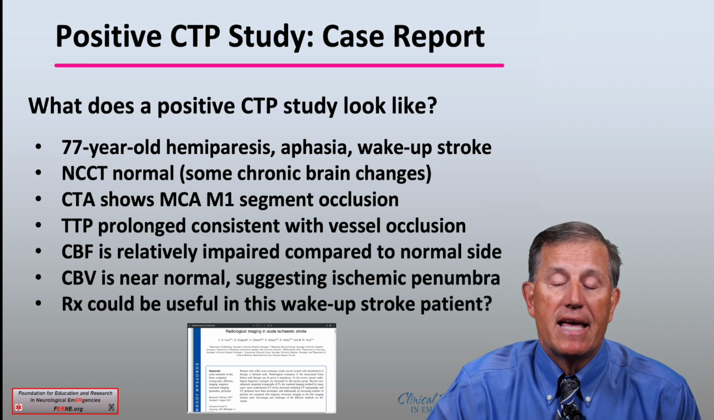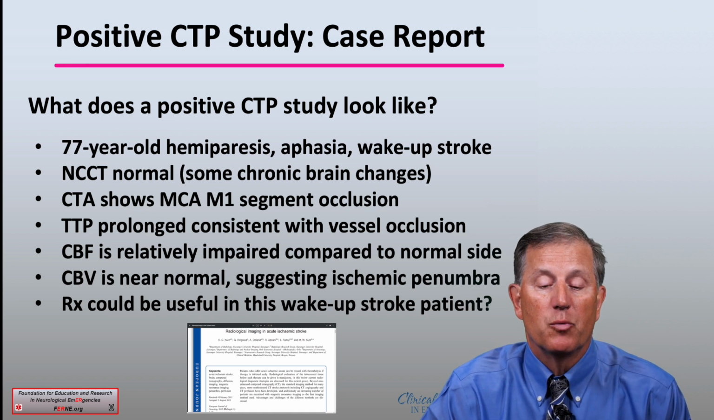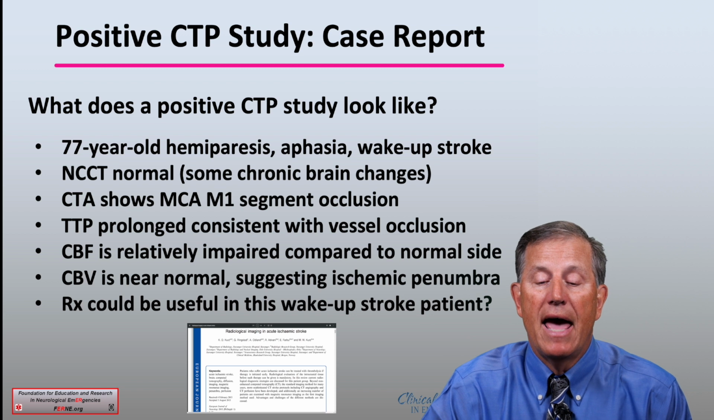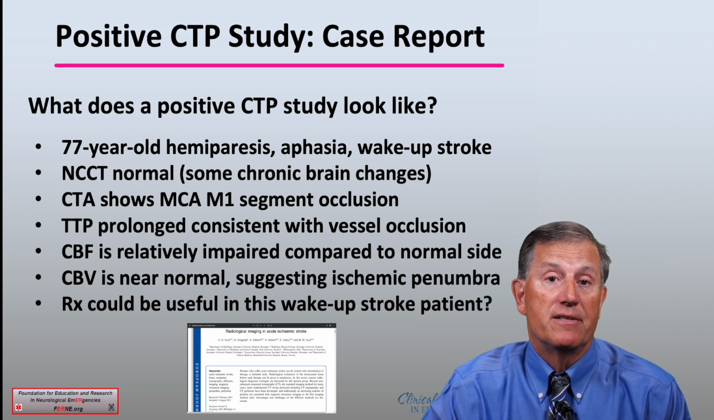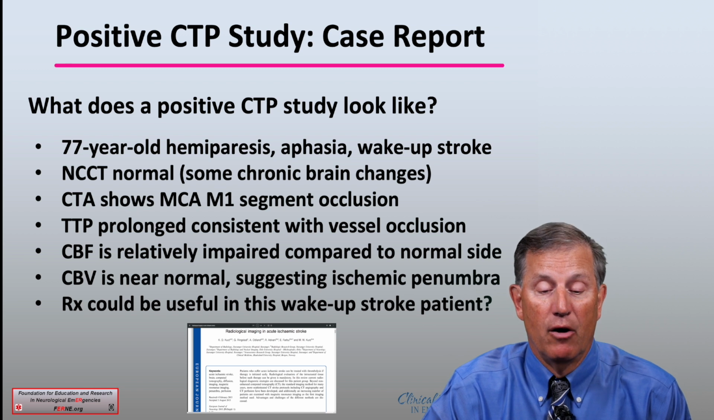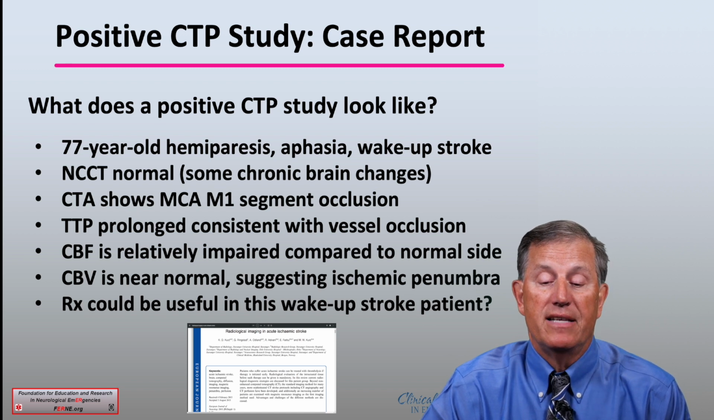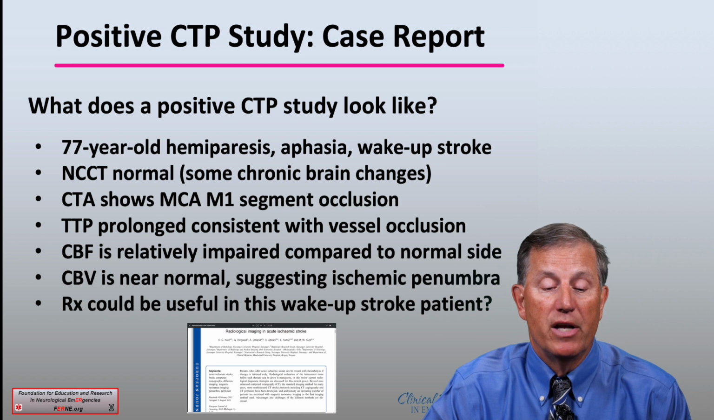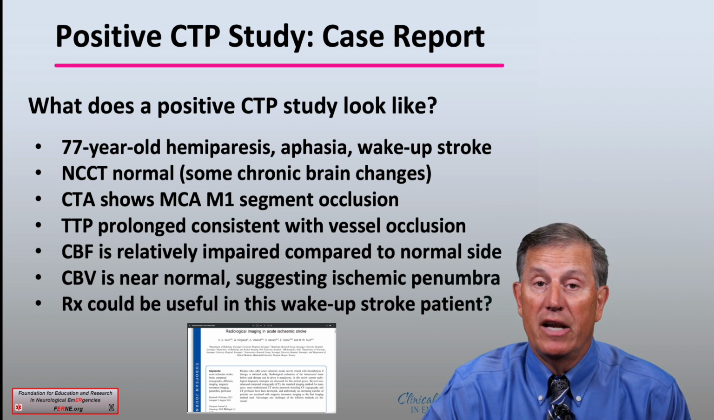So, what was this case study? A 77-year-old patient with hemiparesis, aphasia, and a wake-up stroke. Remember, the aphasia suggests a VAN-positive patient, which in the right at-risk group might suggest a 75% likelihood of an LVO. The non-contrast CT was normal with just some chronic brain changes. The CTA showed an MCA M1 segment occlusion. The time to perfusion was prolonged, consistent with some vessel occlusion, but it could be either infarct or penumbra.